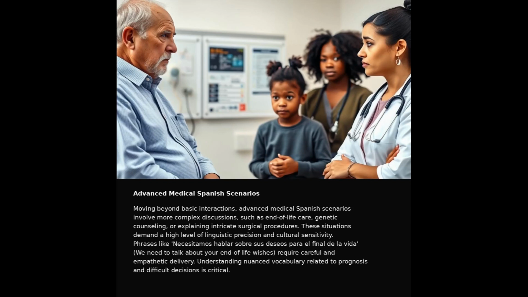Advanced medical Spanish scenarios. Moving beyond basic interactions, advanced medical Spanish scenarios involve more complex discussions, such as end-of-life care, genetic counseling, or explaining intricate surgical procedures. These situations demand a high level of linguistic precision and cultural sensitivity. Phrases like necesitamos hablar sobre sus deseos para el final de la vida. We need to talk about your end-of-life wishes require careful and empathetic delivery. Understanding nuanced vocabulary related to prognosis and difficult decisions is critical.